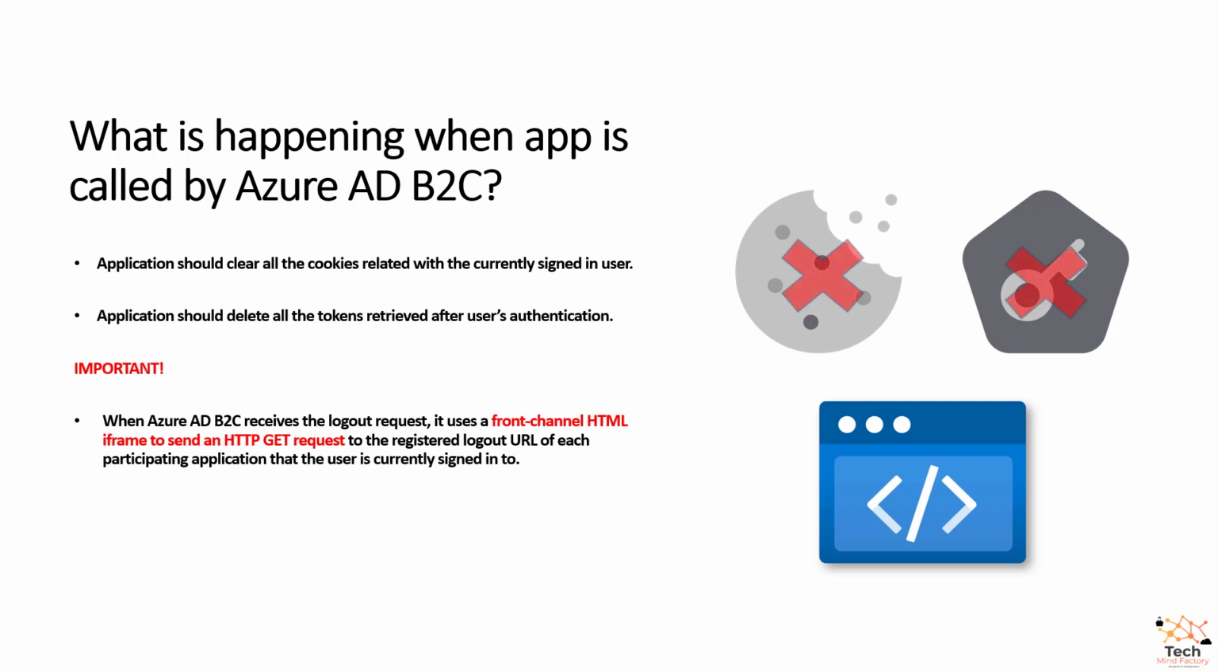Azure AD B2C uses a front channel HTML iframe to send this HTTP GET request to those applications that should log out the user. The application that triggers the sign-out request will not get this logout message. This is really important. So the application that initialized the logout process will not receive this HTTP GET request. Once all other applications are successfully called, B2C will redirect the user to this application, and then the application should clear the session cookie and tokens, and present the login screen again.